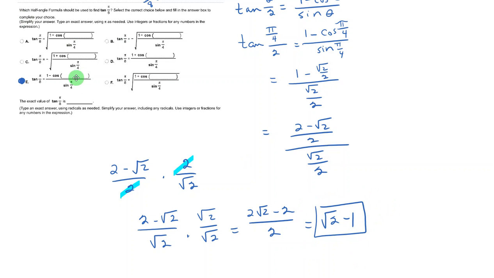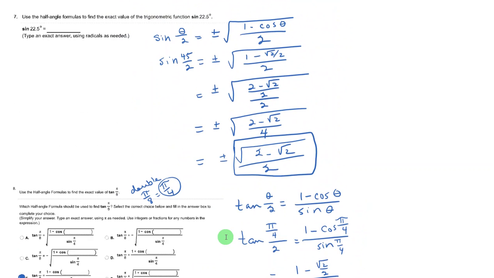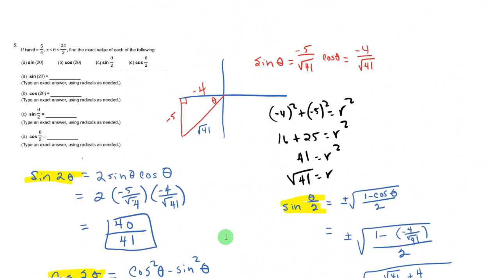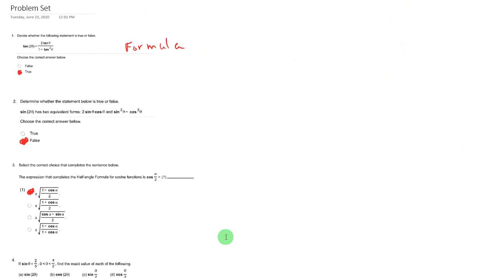So pi over 4 goes in this blank here, and your final answer, square root of 2 minus 1, goes here. And I think that will get you going. We have about 8 questions. Some of them are fairly long, so that will get you through the double and half angle.